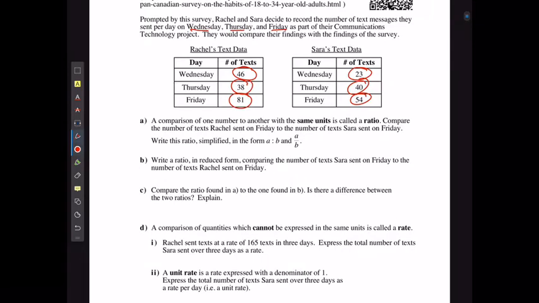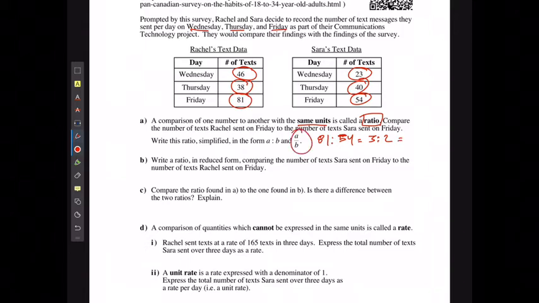A comparison of one number to the other with the same units is called a ratio. If we compare the number of texts Rachel sent on Friday to the number of texts Sarah sent on Friday, then we could write this ratio in one of two ways. We could either say that this is going to be a ratio of 81 to 54. And just like when we divide, we can reduce these numbers to being the same as 3 to 2.